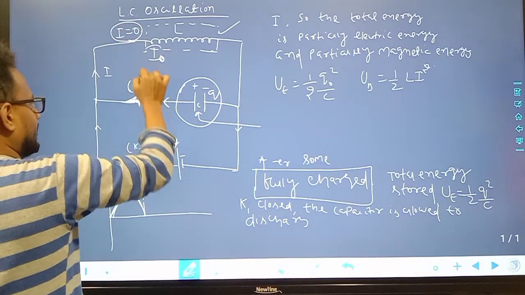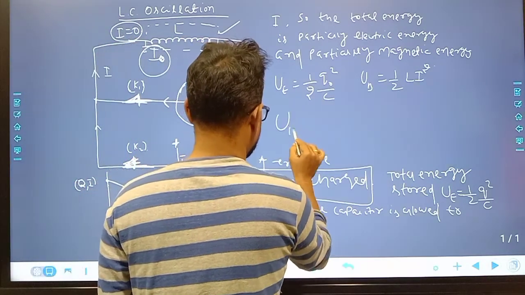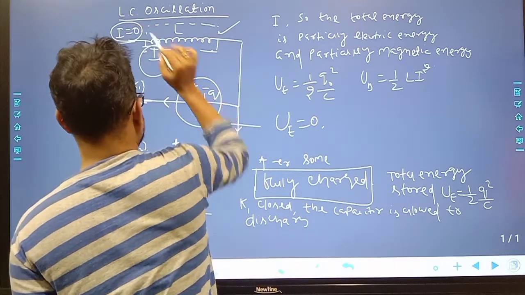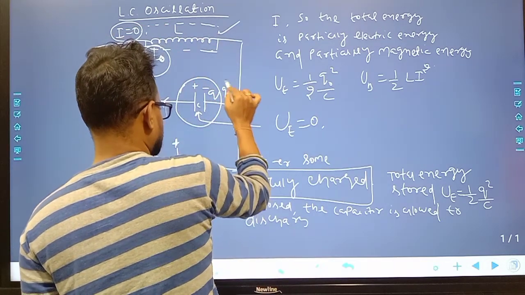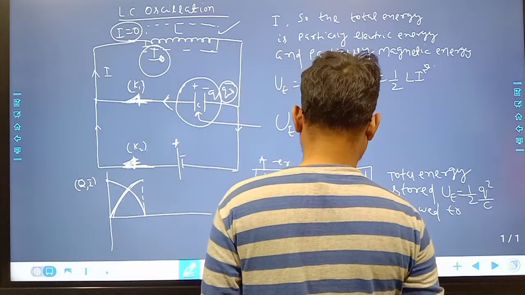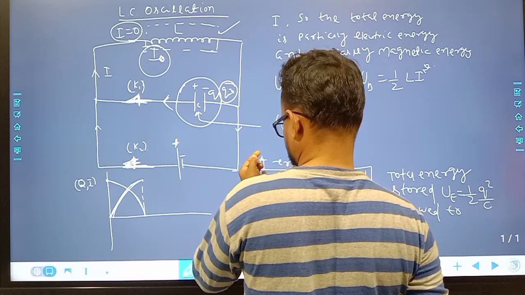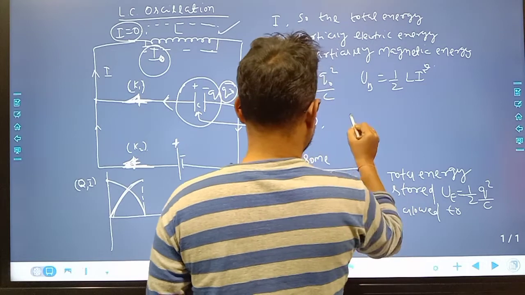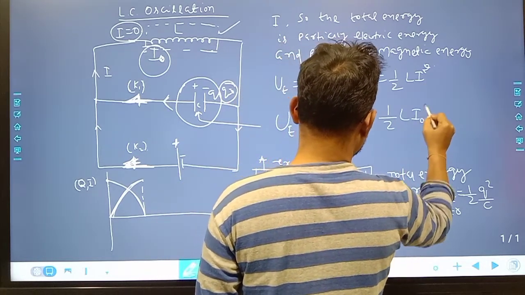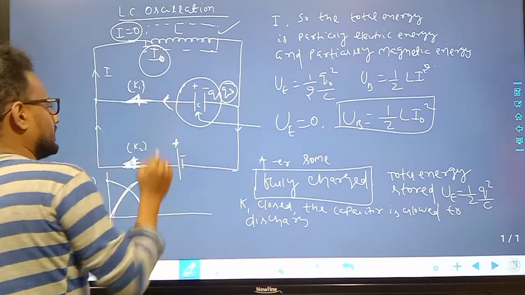The current reaches its maximum value I naught. So the electric energy U_E is equal to 0. When the maximum current I naught flows, the charge becomes 0. That is called the discharge condition, and U is equal to U_B is equal to half L I naught squared. So this is called the discharging condition of the capacitor.